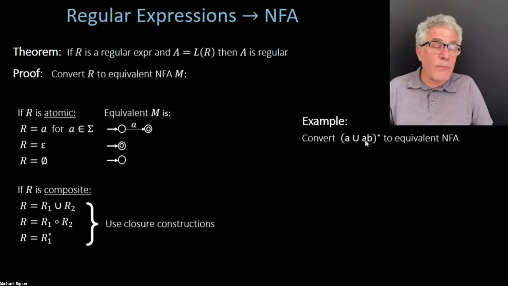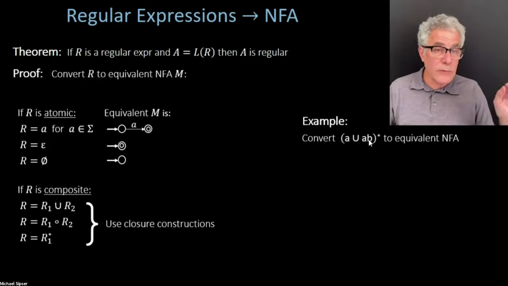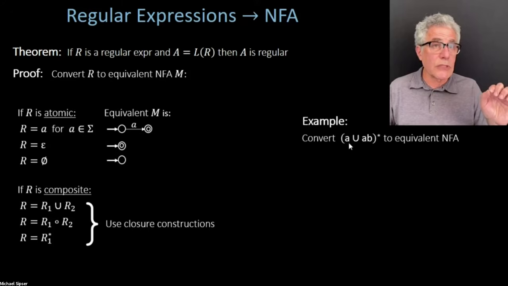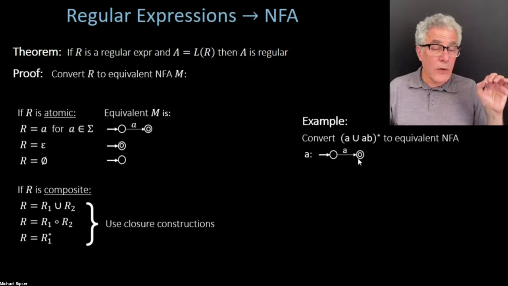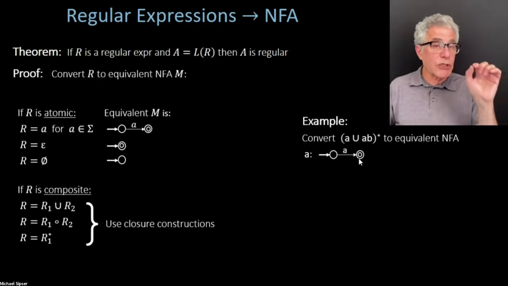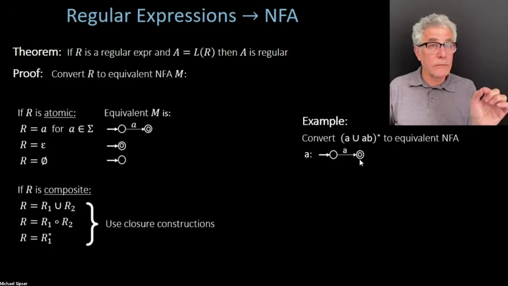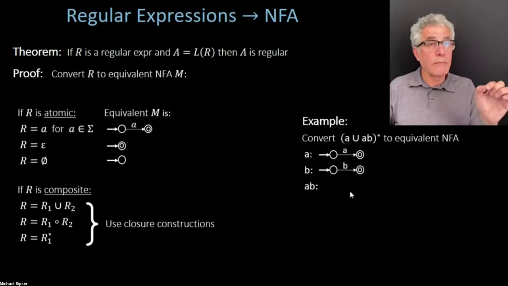So the very most primitive parts, the smallest sub-expressions here, are just the sub-expressions for A and for B. So here's the one for A. This is the NFA which recognizes the language which is just the one string A. Here's the NFA whose language is just the one string B.